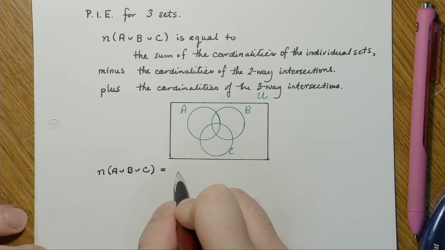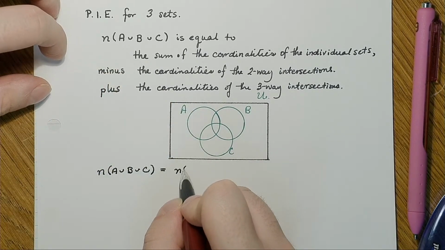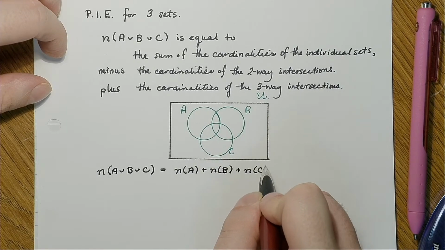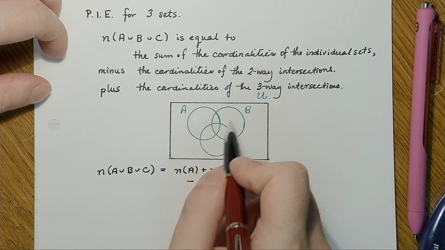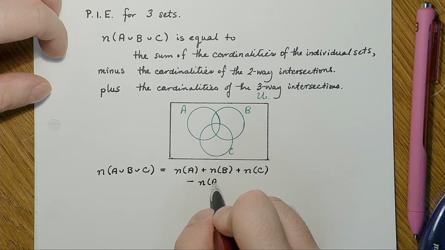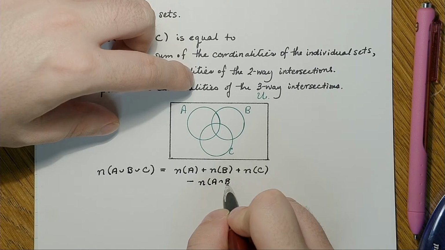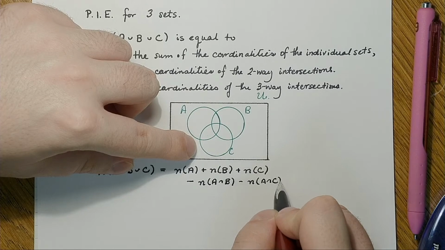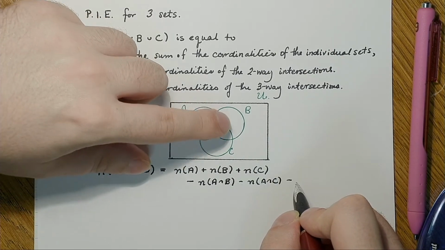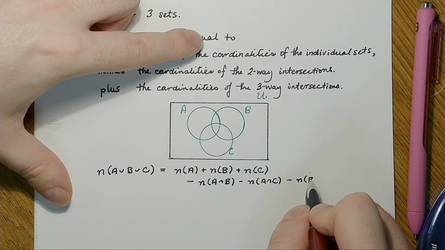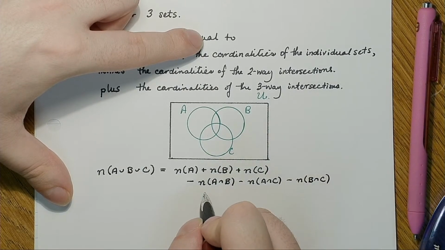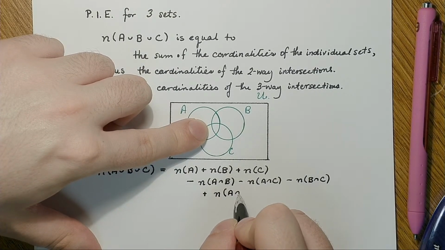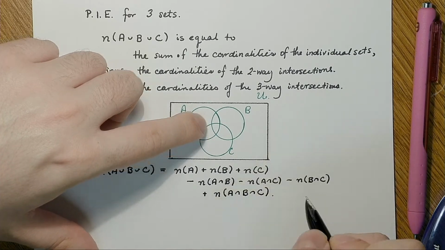So algebraically, this is equal to the individual sets. So you have A plus B plus C. Then we subtract the two-way intersections. So A intersect B minus A intersect C minus, and then B intersect C. And then we add in the three-way intersection. So A intersect B intersect C.